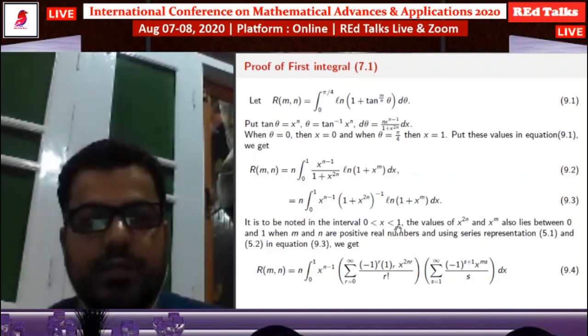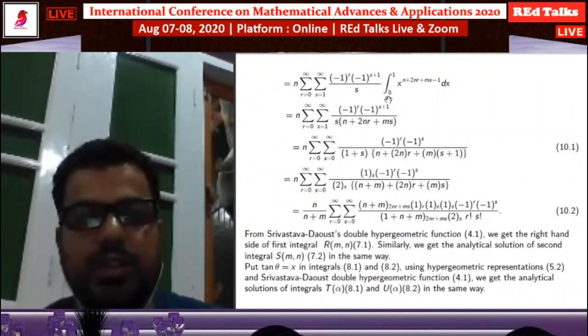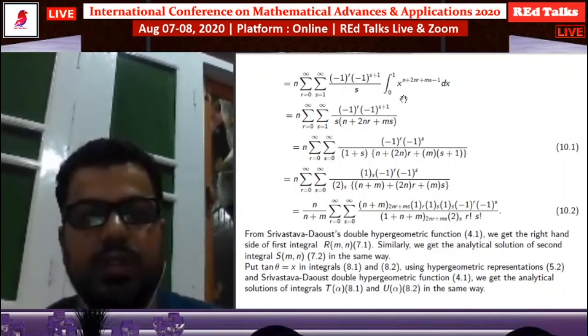And the x here also lies between 0 and 1. And putting all these values, the value of this function and the binomial theorem, in this 9.3, we get R of mn is equal to this product of two functions. On further simplification and changing into the summation formula, we get this. And this is the integral part. And integrating this function, we get this one. And finally, we get this result.